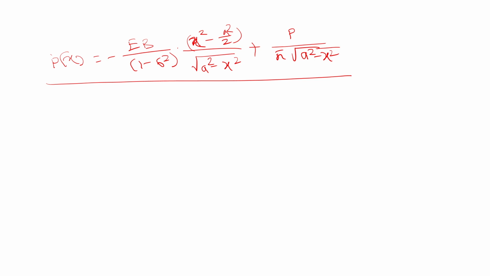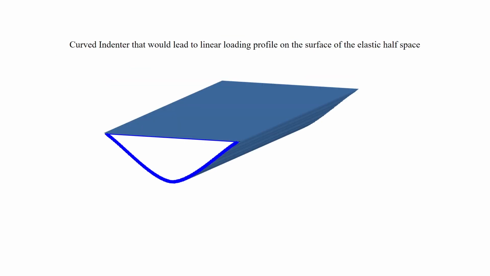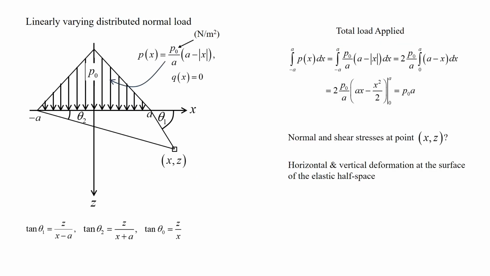Now, we figure out a profile that will lead to, let us say, a linear kind of pressure distribution. What I mean by that is that suppose we want to find out a kind of punch that will lead to this kind of pressure distribution. So, here the pressure distribution varies linearly. So, p of x is equal to p 0 by a into a minus mod of x, and q x is equal to 0. So, let us say we want to figure out a particular type of punch or indenter that will lead to this kind of pressure distribution. We will do that using the theory that we just developed. So, for example, over here this pressure distribution is given as p 0 by a into a minus x, and this profile can be represented by this equation, and q x is equal to 0.